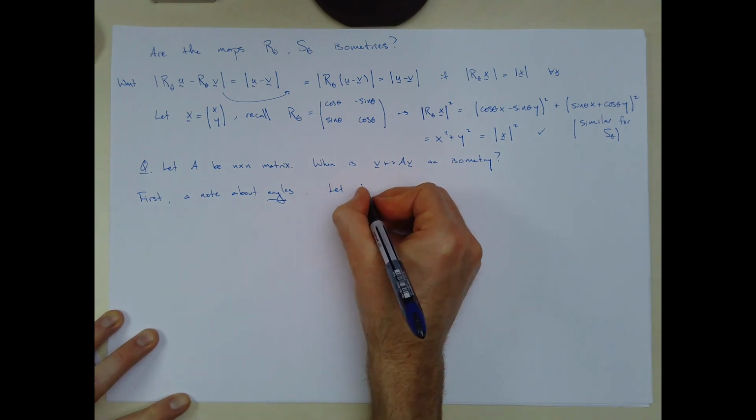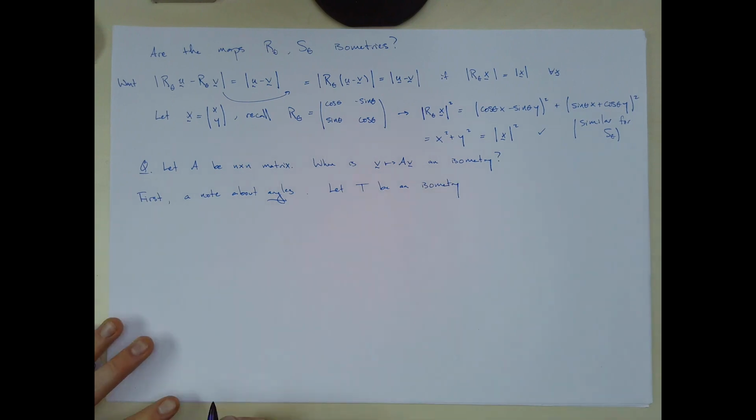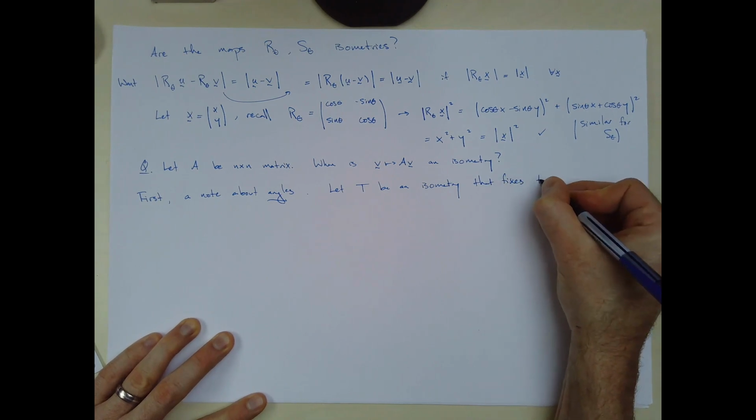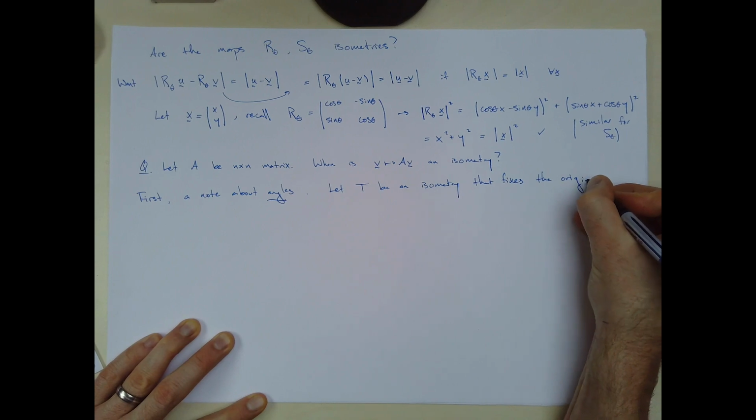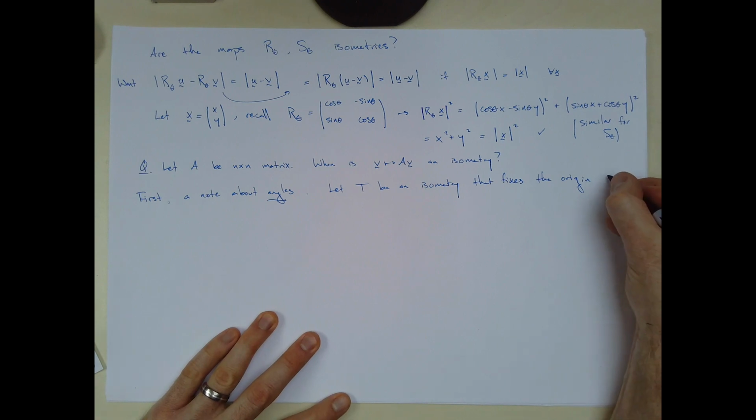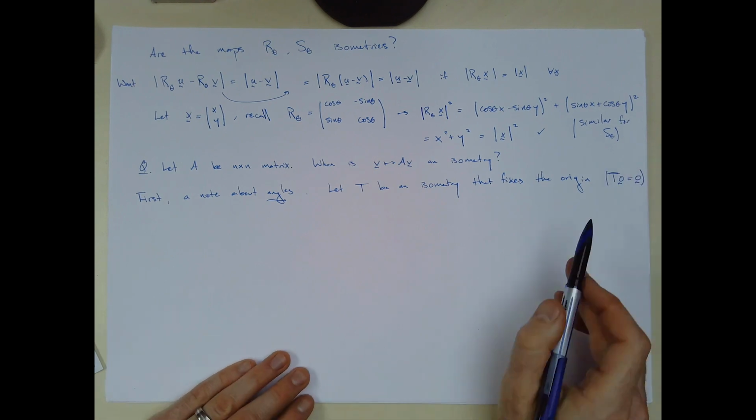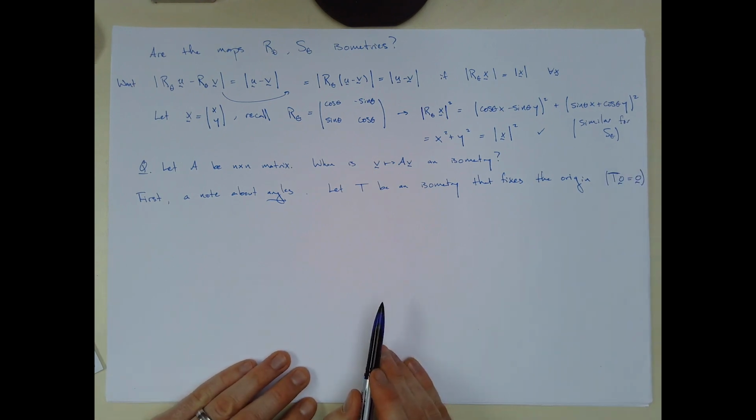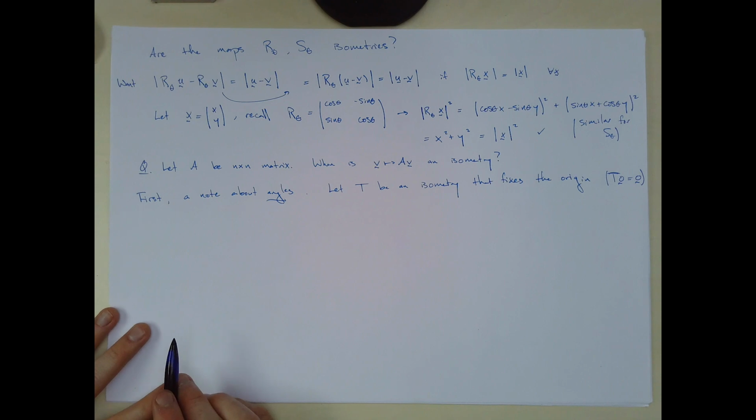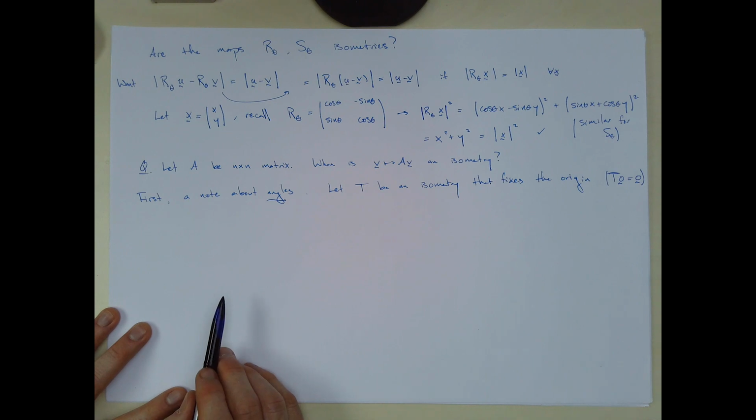So let T be an isometry, and let's consider for the moment an isometry that fixes the origin. So what I mean is that T of the 0 vector is the 0 vector. We'll relax that restriction a bit later. But for now, consider such isometries. And the claim is that an isometry also is angle preserving.